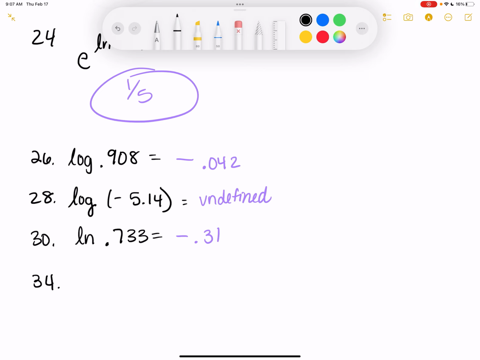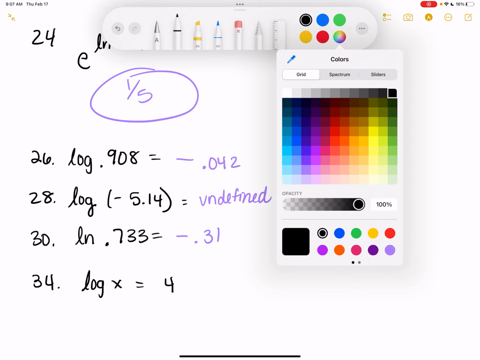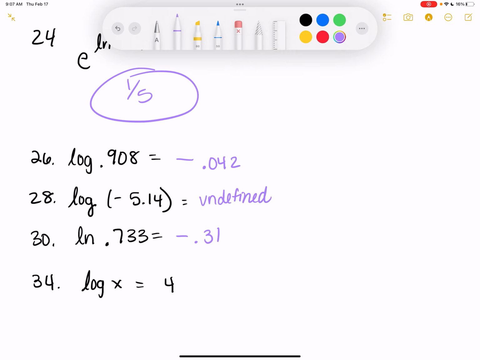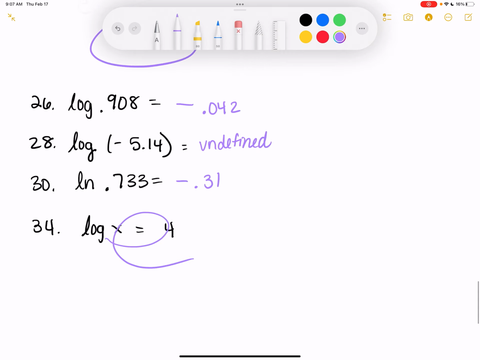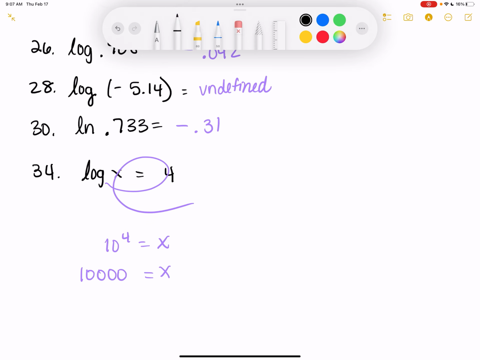0.60. All right, solve the equation by changing it to an exponential form. This is what you were asking about, Taylor. The log of x is equal to 4. Oh, you just switched them, right? Yes. 10 to the 4th is equal to x. So what is x equal to? 10,000.